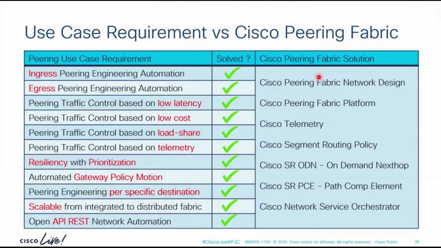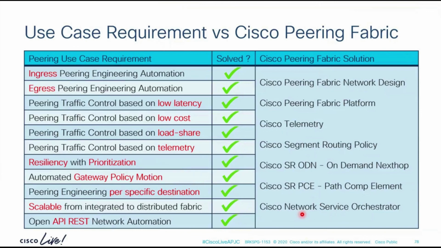So the peering fabric solution that I have just demonstrated consists of this network design, our Cisco peering platform, IOS XR is the key, and Cisco IOS XR telemetry as well. We can combine with Crosswork or open source telemetry stack. Segment routing is the very key factor here. You can see it's very flexible, very granular, and very simple to configure, as well as ODN, on-demand next hop, SR-PCE path computation element, and of course, our main automation software, NSO, Network Service Orchestrator.